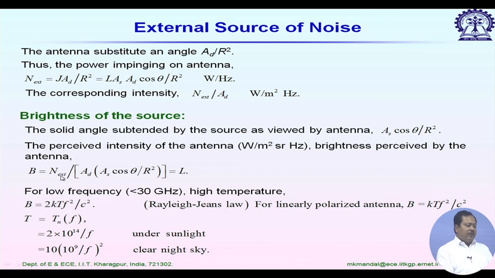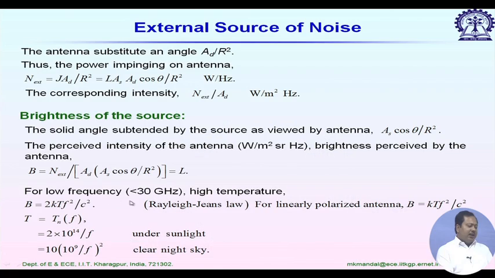So if I put the value of N external from the previous equation, B becomes simply L. We see that whatever may be the angle, whatever may be AS or AD, the brightness perceived by the antenna simply becomes L. Now brightness depends on the surface roughness of earth, it also depends on the dielectric constituents of earth, and obviously it depends on frequency. Under the sun it will have some value, under a cold sky at night it will have some different value.